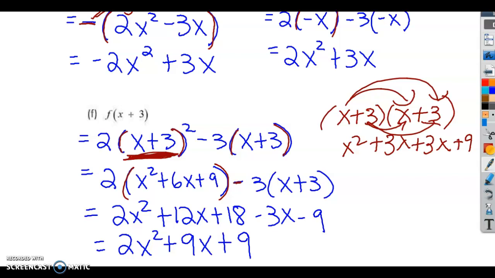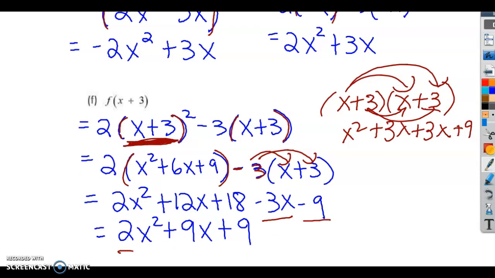Now you have to distribute this negative 3 to each of these terms. So the signs will change. So that's a negative 3x minus 9. Now all we have to do is combine the like terms. And here's our final answer. Take a look at that. We're moving on.